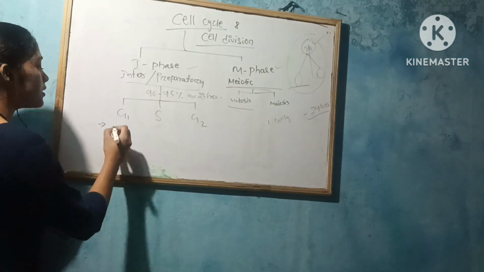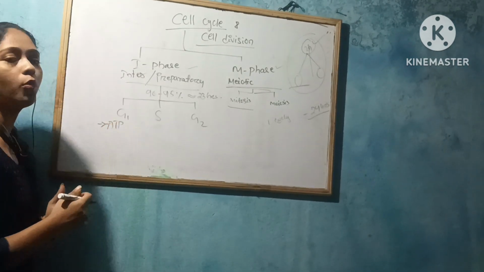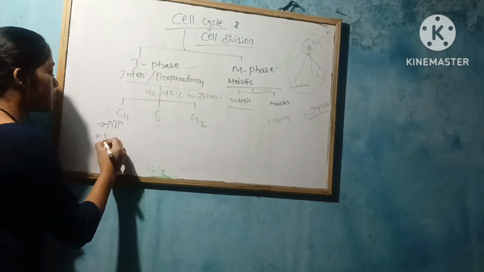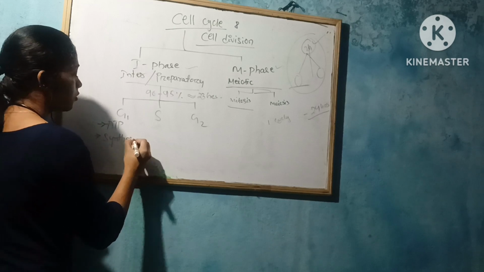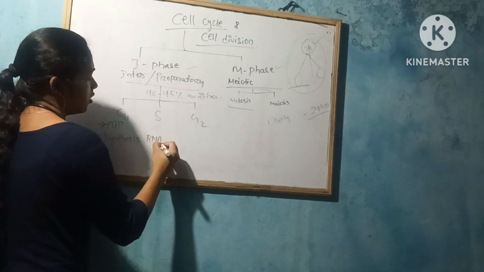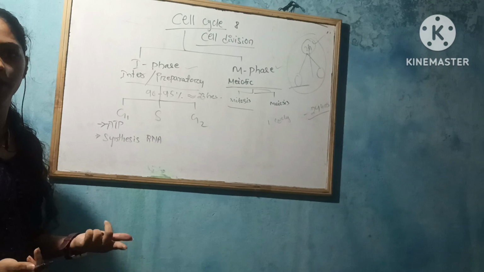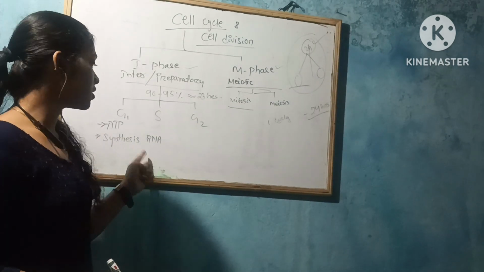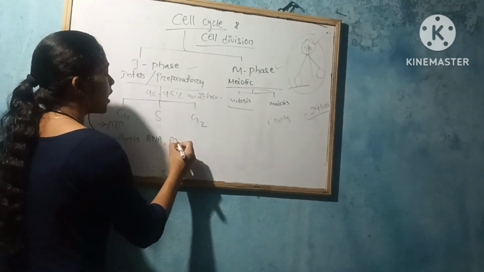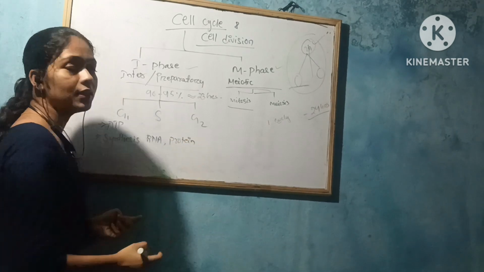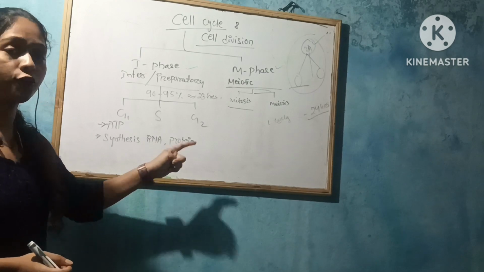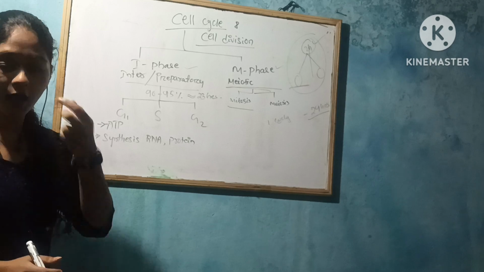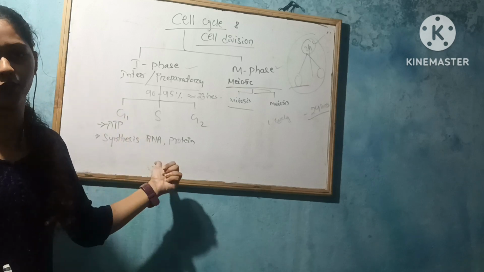So the first thing that occurs is the production of ATP molecules. The next is the synthesis of RNA, because in a cell RNA is really important. That might be rRNA, mRNA, tRNA. There are so many things inside this. So the synthesis of RNA and proteins also occurs in the G1 phase. The synthesis of protein, synthesis of RNA, and the synthesis of ATP all occur in this G1 phase.